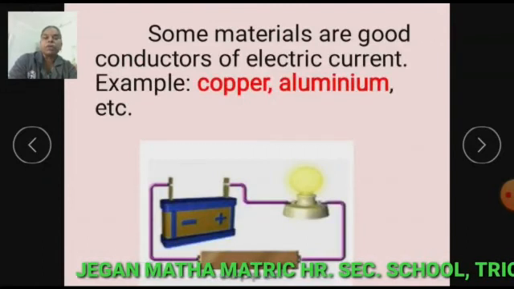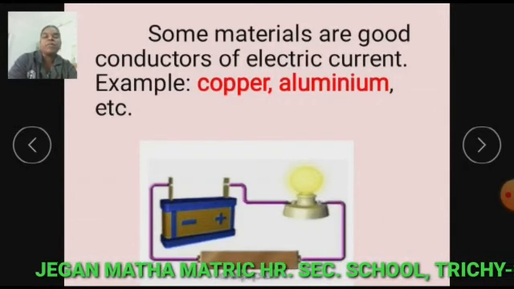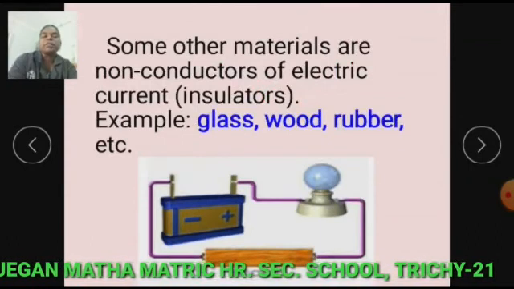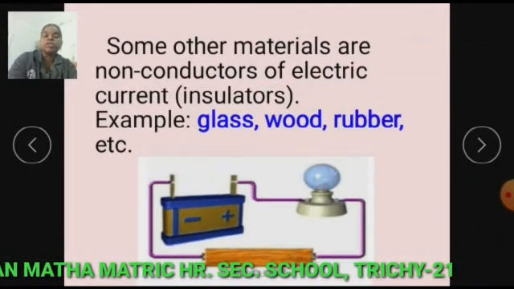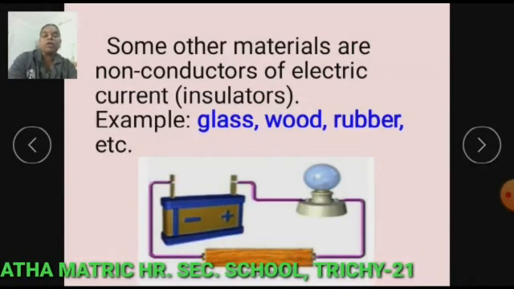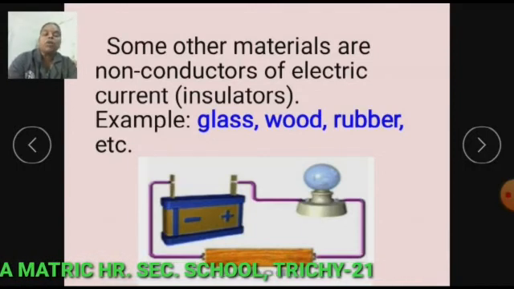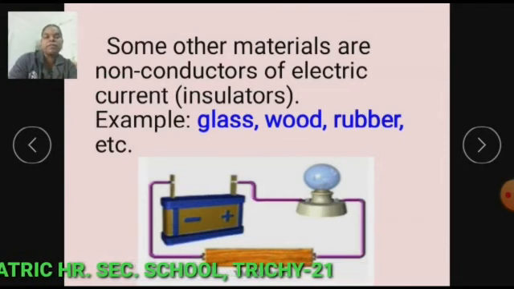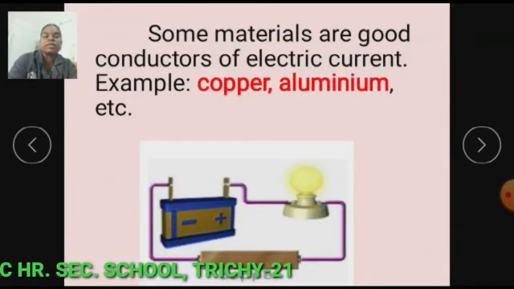Some materials are good conductors of electric current. Example, copper, aluminium, iron, silver, gold, etc. Some other materials are non-conductors of electric current, which are also known as insulators. Examples of insulators are glass, wood, rubber, etc. In this figure, wood is an insulator or non-conductor of electricity. Here, copper is a good conductor of electricity.